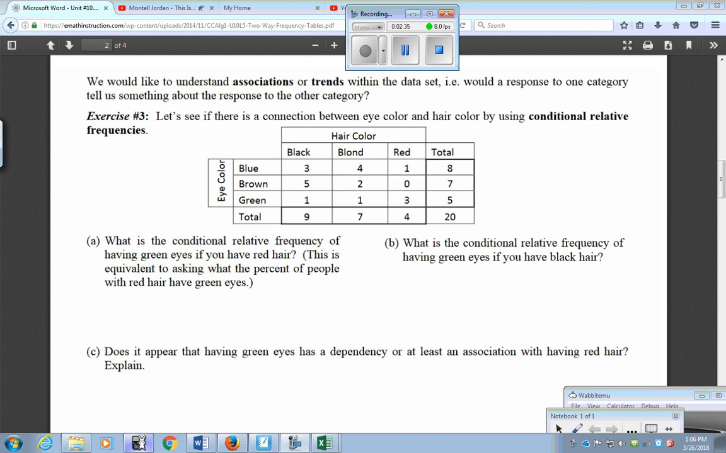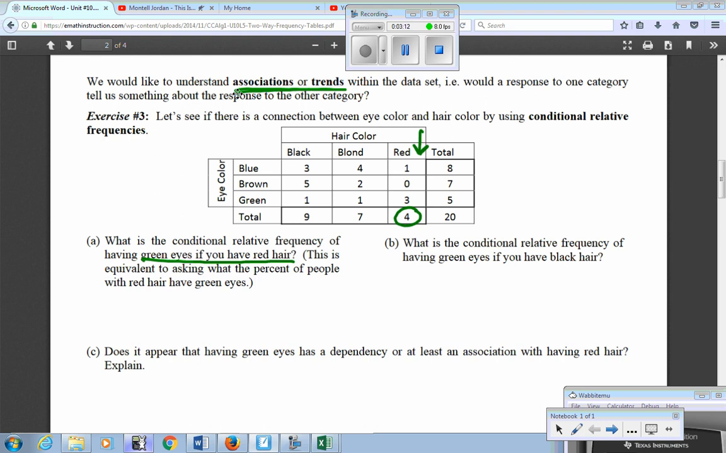Alright, so look at exercise 3. We have the same table as we did in exercise 2, and the purpose of exercise 3 is to talk about, is there any types of associations or trends that happen when you have data? And what we're looking for are differences in the percentages. So if you look at part A, they're asking for what's the relative frequency if you have green eyes based on having red hair. So green eyes and red hair, in this case, if you have red hair, you'd use the red hair column.